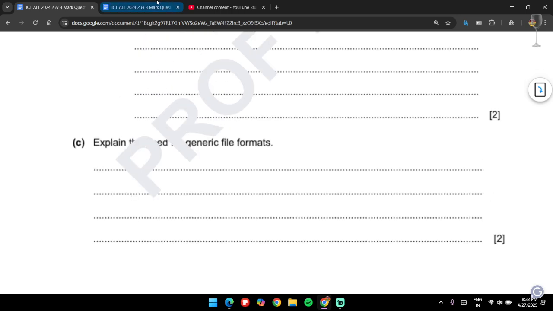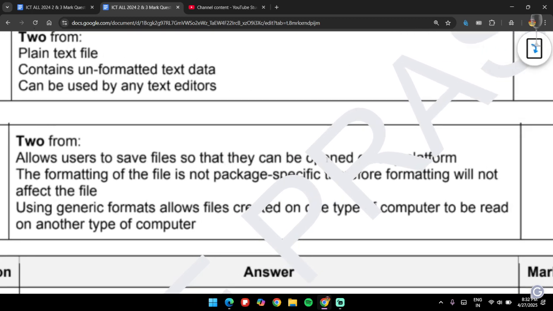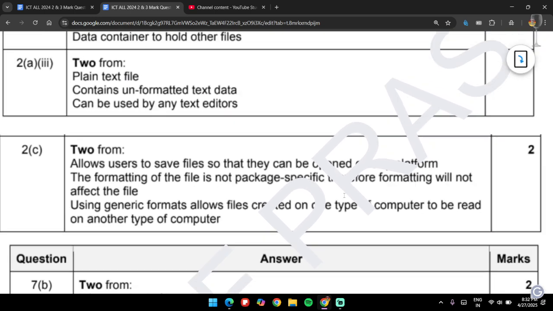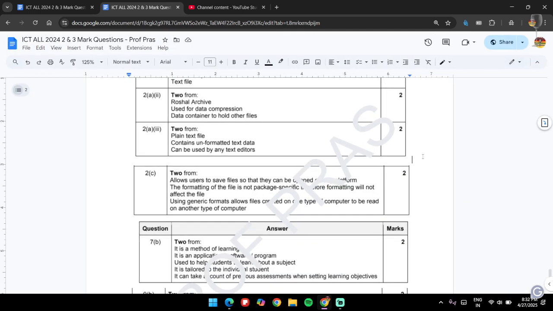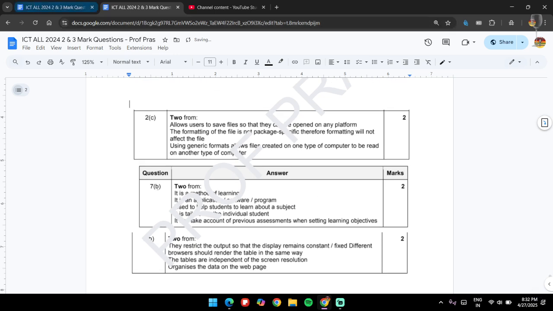Explain the need for generic file formats. Generic file formats allow the user to save files so that they can be opened on a different platform. Using generic file formats allows files to be created on one type of computer and read on another type of computer. That means I can create my document on my laptop and then you can read it on your smartphone. The formatting of the file is not package specific.